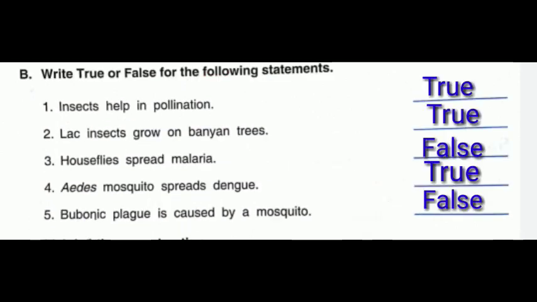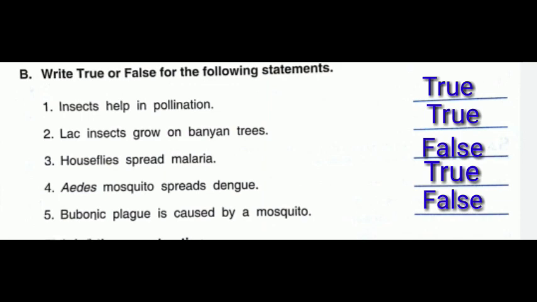Now moving on with the true and false. The first is insects help in pollination, which is absolutely true. Second, lac insects grow on banyan trees. That's right, because they grow on banyan trees, so it's true. Third, houseflies spread malaria. So we know that the mosquitoes spread malaria, not the houseflies. So it is false. Next, Aedes mosquito spreads dengue, which is true.